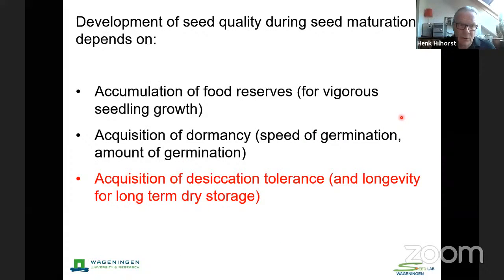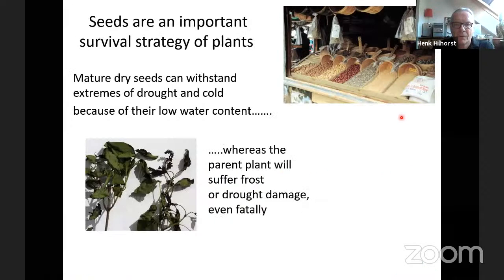Okay, I have to move on. Acquisition of desiccation tolerance and longevity for long-term dry storage, also very important. Seeds are an important survival strategy of plants. The mature dry seeds can withstand extremes of drought and cold because of their low water content, whereas the parent plant will suffer frost or drought damage and even then maybe even fatally.